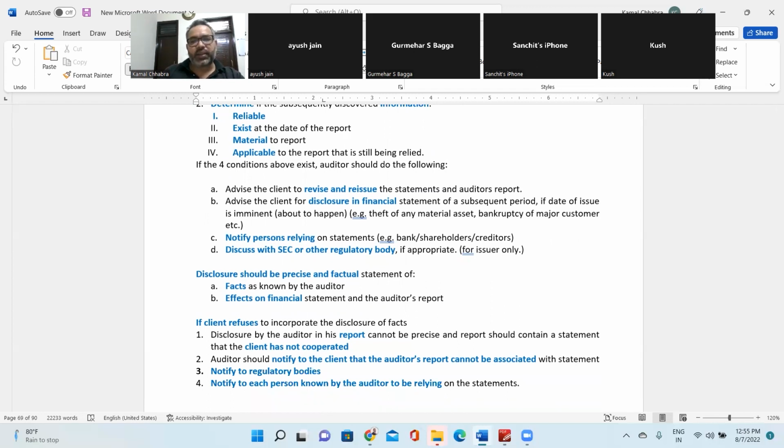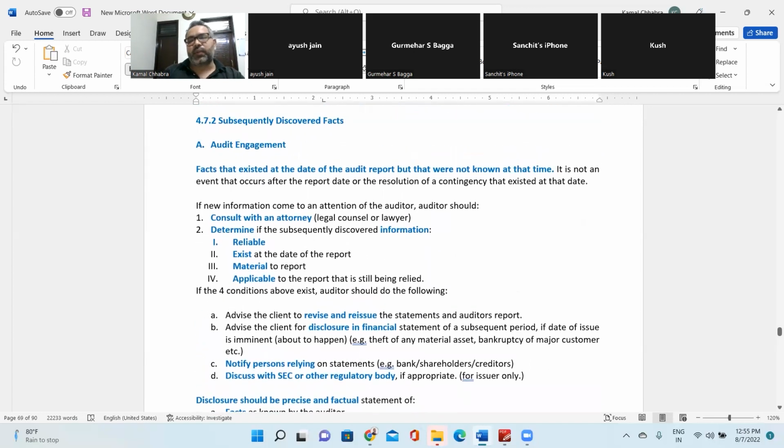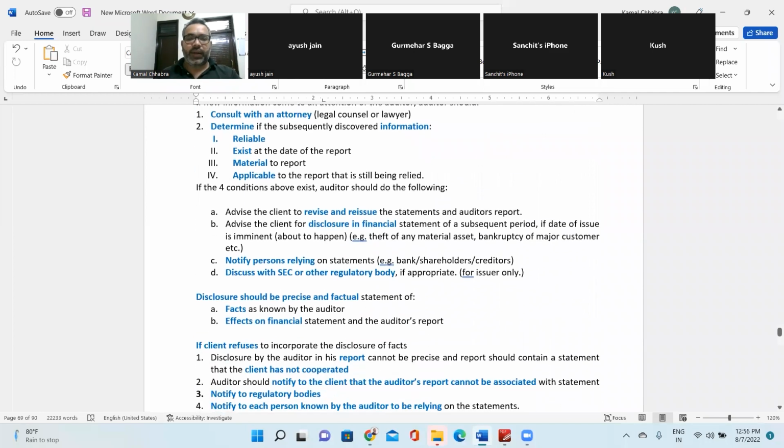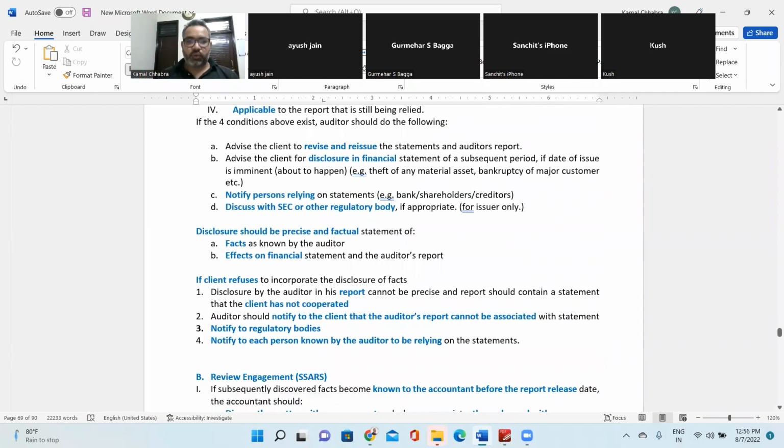First is to advise the client to revise and reissue the statement. Subsequently discovered facts are not only those that come to attention after the balance sheet date but before the report release date; they can also come after the report release date. You have already signed the report, and later you come to know that the company is going into litigation or bankruptcy, and there was some severe issue you might have missed. Such a situation may happen even after you have signed the report. So what do you need to do? First, advise the client to revise and reissue the financial statement along with the new audit report.